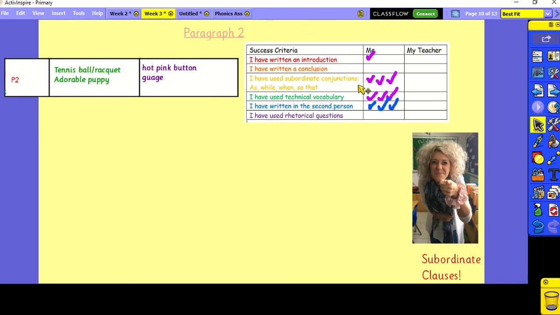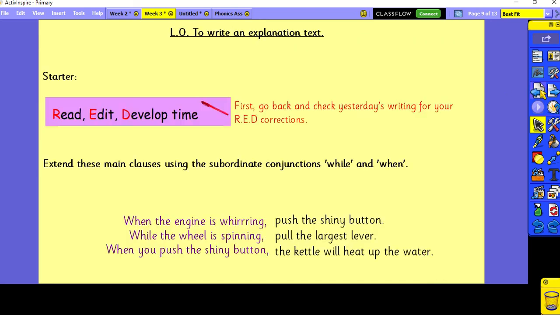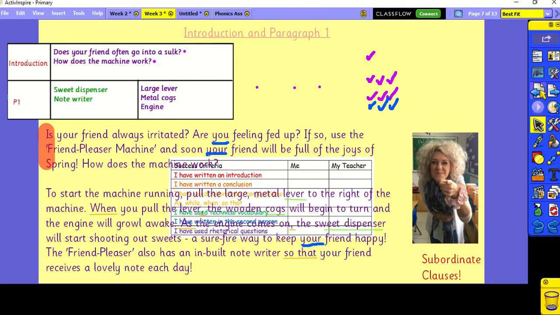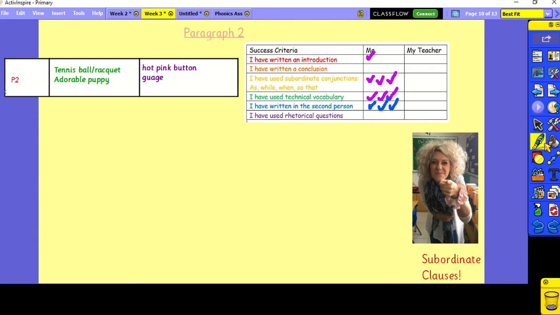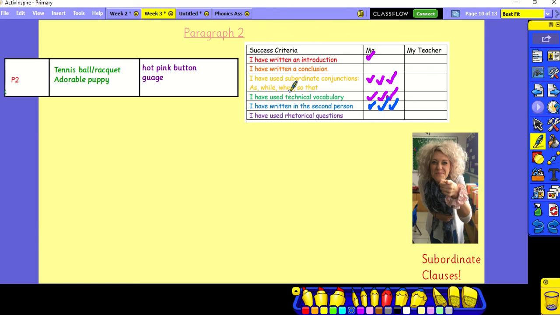We have already used 3 subordinate conjunctions. Which one did we use? Because we need to make sure we use the other one. We used when, so that, and as. So we've used when, so that, and as. So I need to make sure I use while in this paragraph.